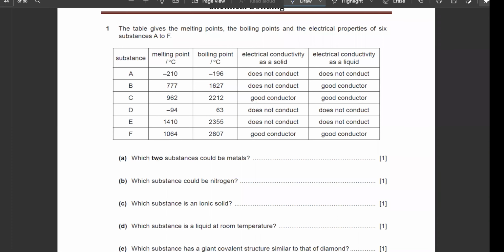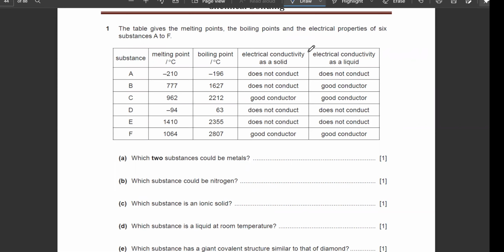You've got a table that gives the melting points, the boiling points, and the electrical properties of 6 substances. Which 2 substances could be metals? Which one is metal? Anyone? Adil? Turan? Sir, E and F.